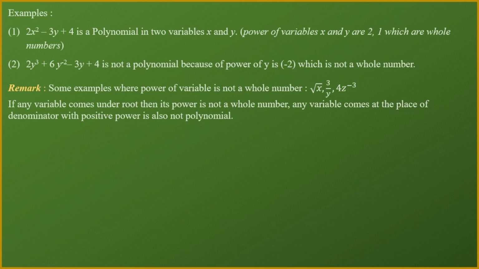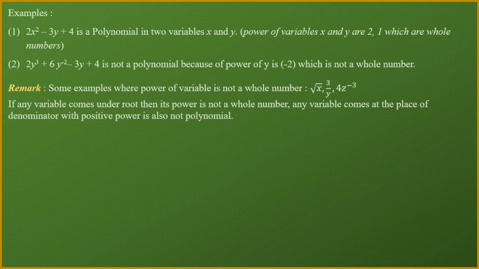So if any variable comes in the form of a square root, its power will not be a whole number, because the power is 1 by 2, and 1 by 2 is a fractional value, so it is not a whole number. Similarly, if any variable comes in the denominator, look at the second term 3 upon y. If I bring y to the numerator, the power of y will become minus 1, because if any term moves from denominator to numerator or numerator to denominator, the sign of the power always changes, right?